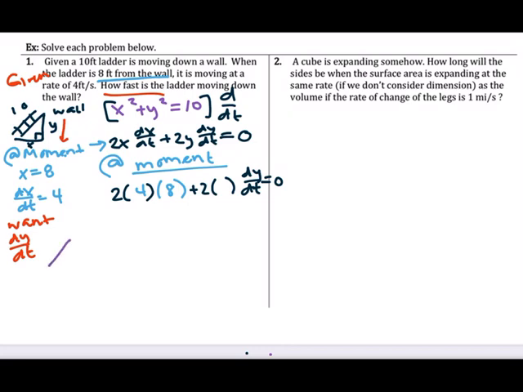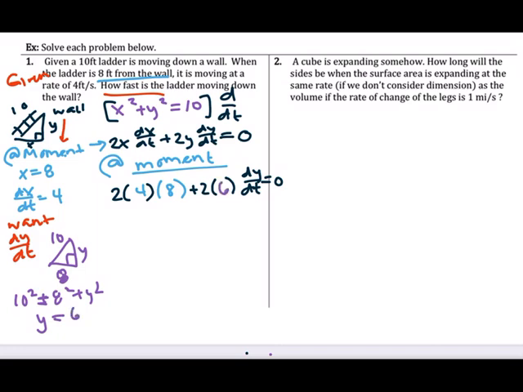Is there a way that we could find y at this exact moment when x is 8 and the hypotenuse of this triangle is 10? Sure, we can just do the Pythagorean theorem for this specific situation. 10 squared equals 8 squared plus y squared. That's going to end up giving you that y is 6.